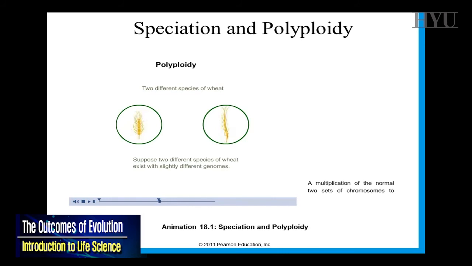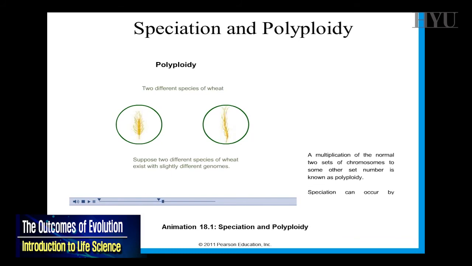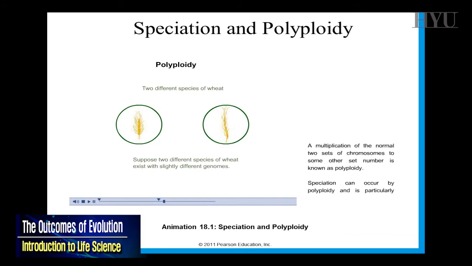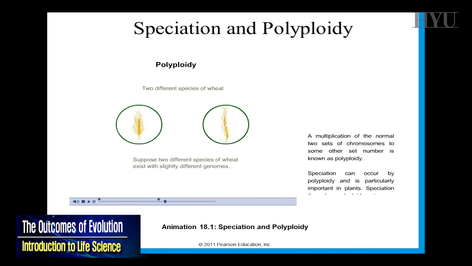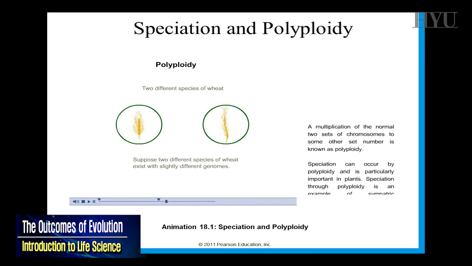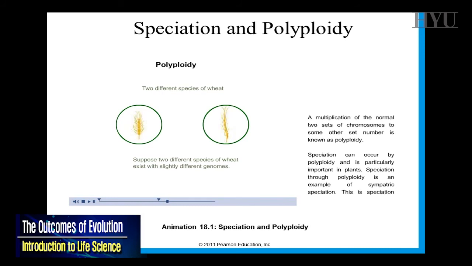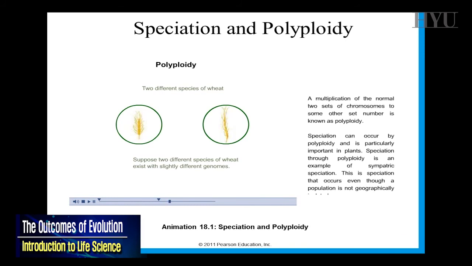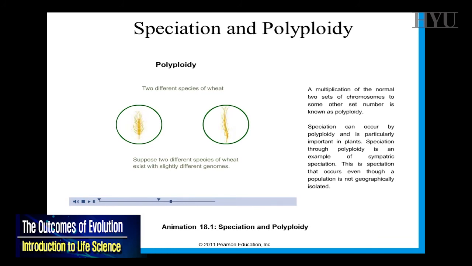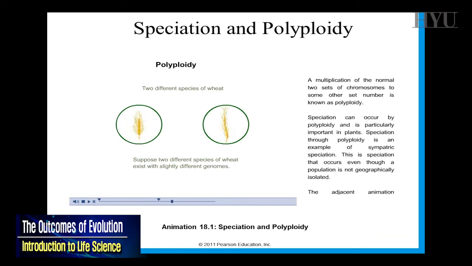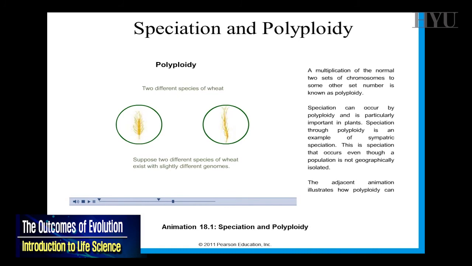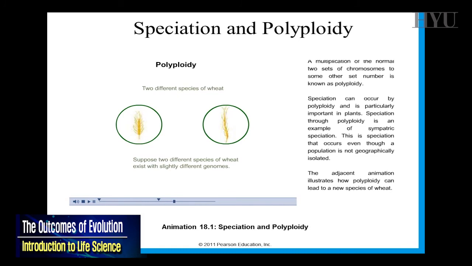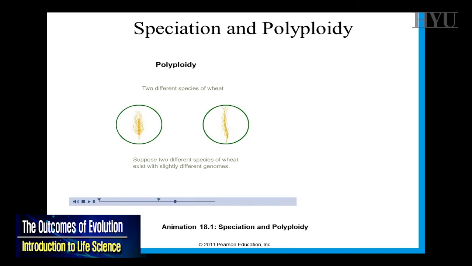A multiplication of the normal two sets of chromosomes to some other set number is known as polyploidy. Speciation can occur by polyploidy and is particularly important in plants. Speciation through polyploidy is an example of sympatric speciation. This is speciation that occurs even though a population is not geographically isolated. The adjacent animation illustrates how polyploidy can lead to a new species of wheat.